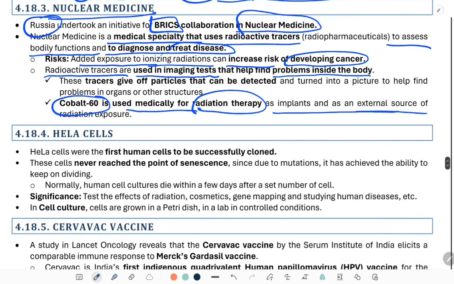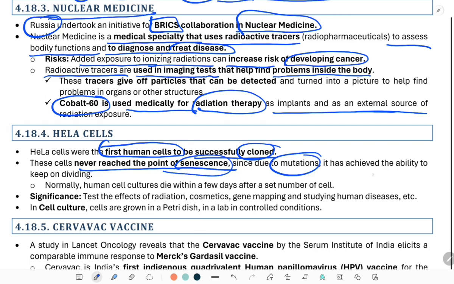HeLa cells were the first human cells to be successfully cloned. These cells never reached the point of senescence, since due to mutations they have achieved the ability to keep on dividing. Their significance is in tests that study the effects of radiation, cosmetics, gene mapping, and studying human diseases. In cell culture, the cells are grown in a petri dish or in lab controlled conditions.